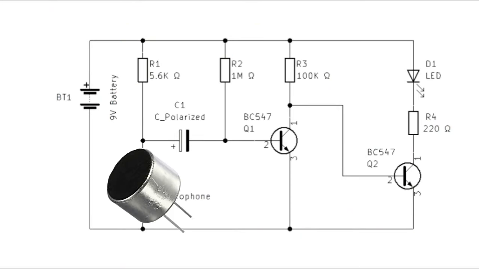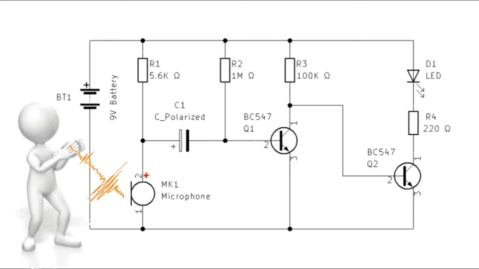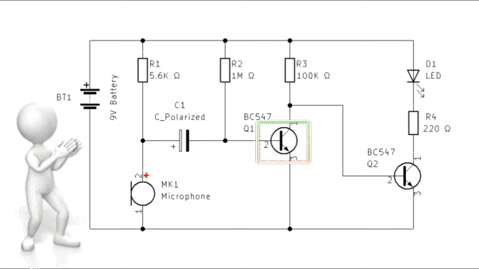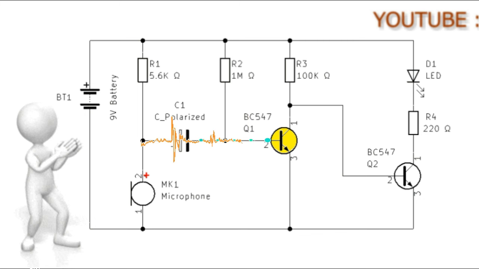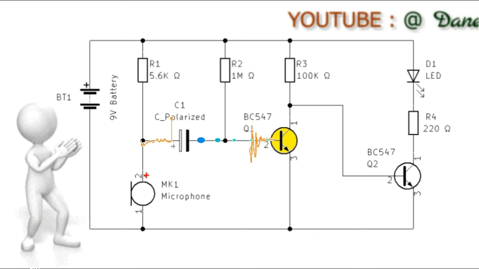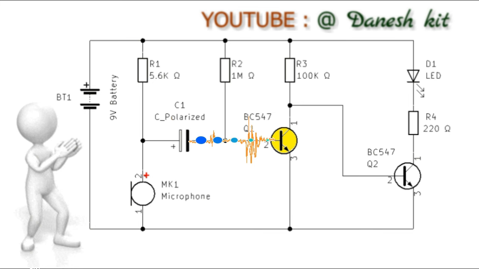Microphone operation. The electret microphone generates a small AC signal voltage in response to sound waves. The AC component of the signal is superimposed on a DC bias voltage. First transistor, common emitter amplifier. The first transistor amplifies the weak AC signal from the microphone. The base current of this transistor is controlled by the AC component of the microphone signal.